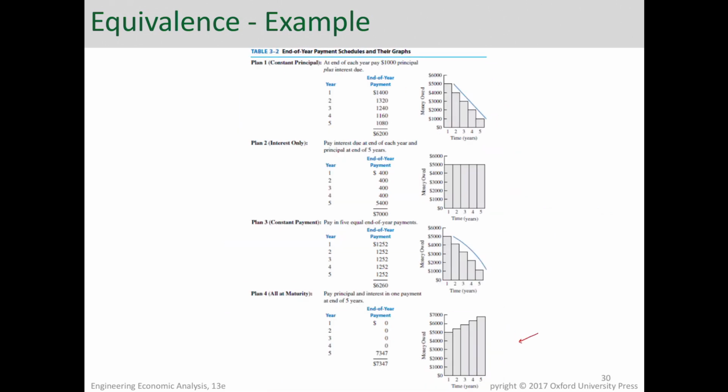This is the last one, where your balance goes up all the way to the 7,347. You could pay with equal payments where your balance keeps going down, or you could just keep your balance at a certain level, or you could pay this way. Obviously, when you pay more at the beginning and then less at the end, you're going to end up paying less interest. That's why that 6,200 is less than 7,000 and even less than this. So when you pay more upfront, you pay less interest.